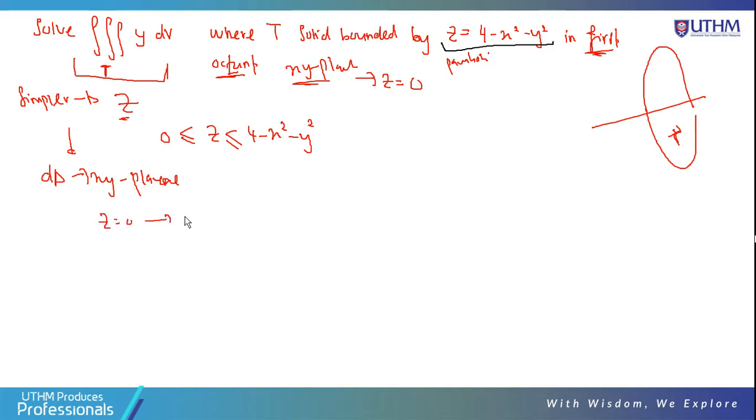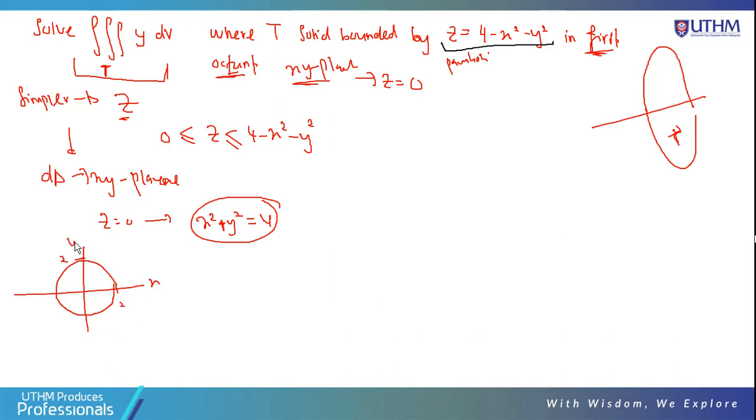When Z equal to 0, you plug it into the function, so you get X square plus Y square equal to 4. So you know this is what shape? A circle, with radius 2. This is the X, Y plane. So you describe the first quadrant here. So theta starts from 0 to pi over 2. And R, you look here, starts from 0 to here, which is equal to 2.